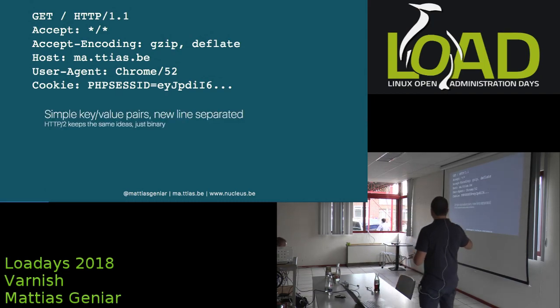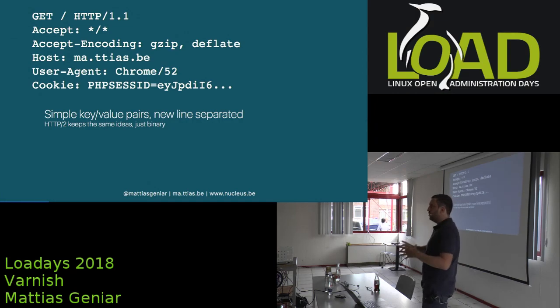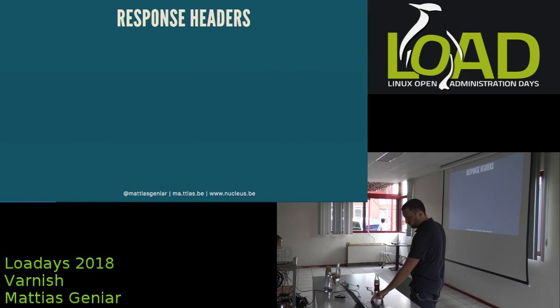So very simple key value pairs, always separated with a colon. The same thing applies to HTTP2 as well. That's just a binary protocol, but semantics stay the same. Key values. And as a response, your server is going to be very polite and just reply with whatever you requested. It'll confirm the protocol, give an HTTP status code, and a text, which doesn't mean anything. It's just for human readable consumption.